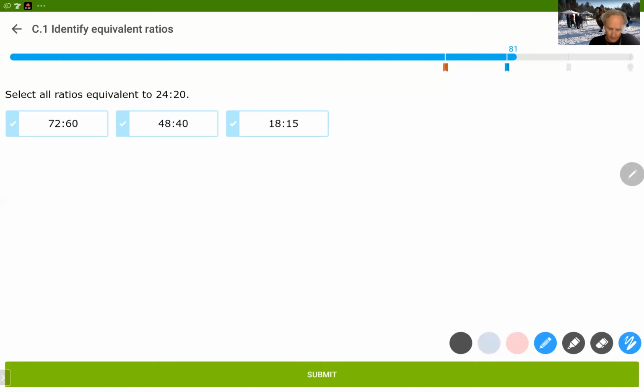24 to 20. Let's reduce it all the way. So divide by 4 and we get 6 to 5. Times 3 gives us 18 to 15. Times 8 gives us 48 to 40. And times 12 gives us 72 to 60.